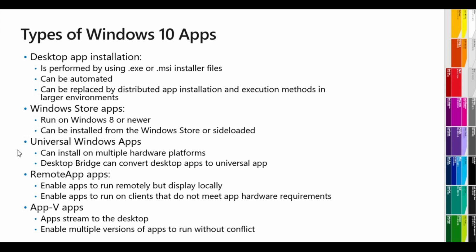So some applications may be running remotely. Remote apps enable apps to run remotely but display locally. They enable apps to run on clients that do not meet the app hardware requirements. So basically remote app means you may have only the interface, with which you log into different applications. Virtualized apps are streamed to the desktop, enabling multiple versions of apps to run without conflict. So applications can be run like a desktop, but you can have multiple versions of apps. These are the different kinds of Windows application types we have.